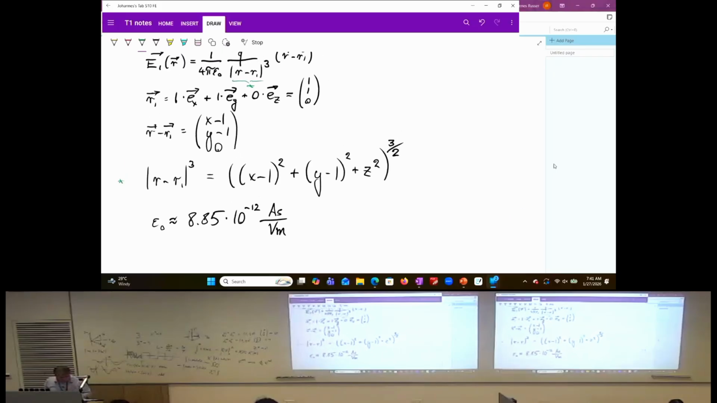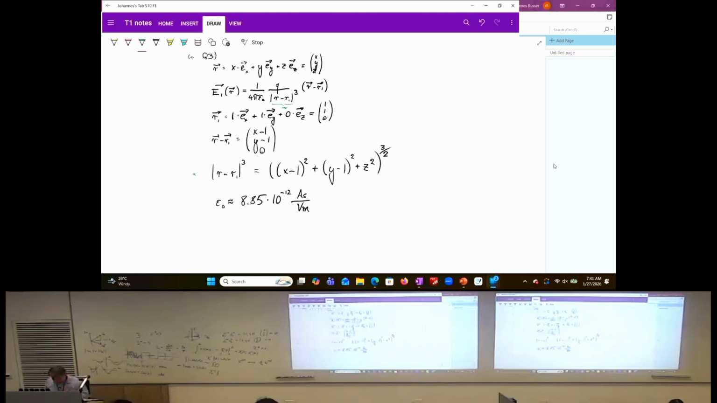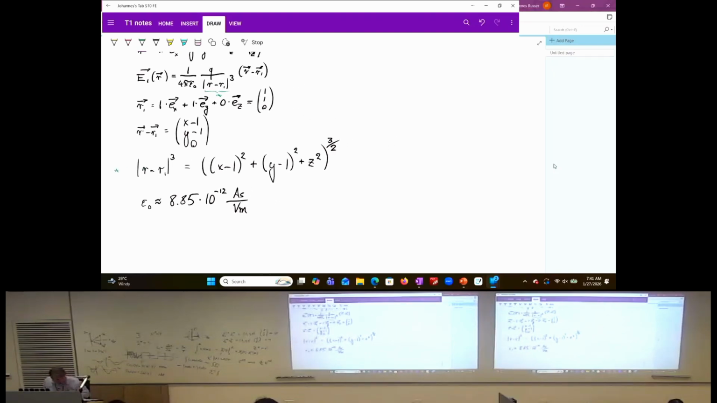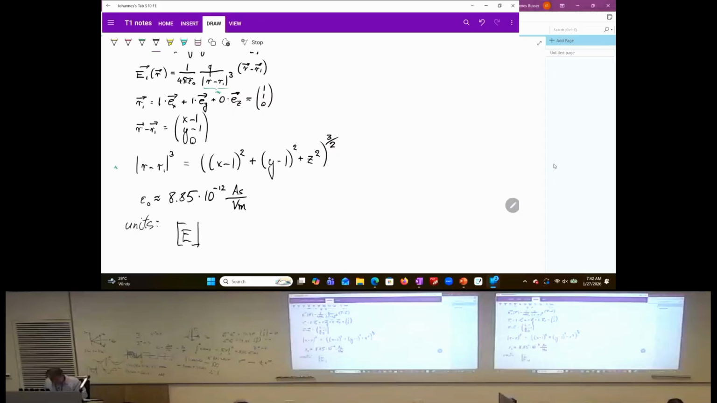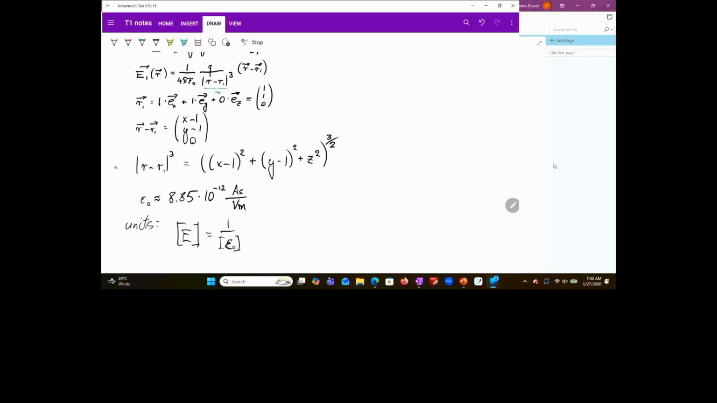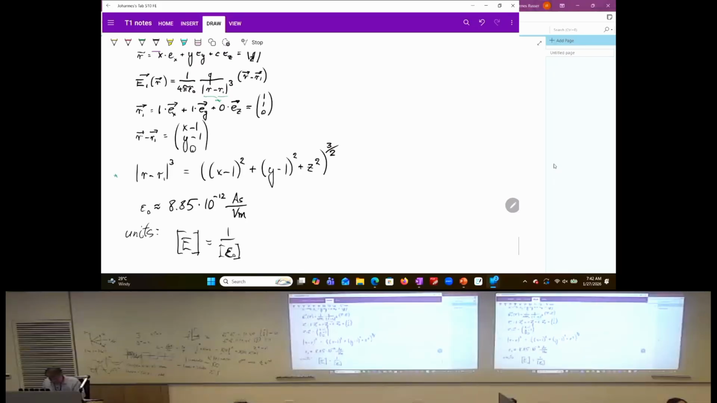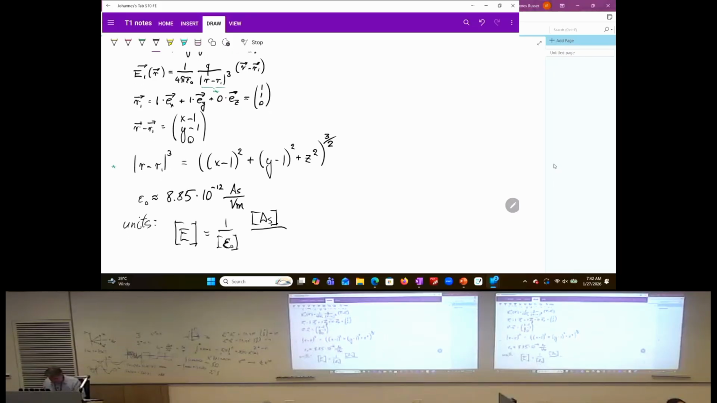Now, if you want to make a sanity check concerning the units, what are the units? We have the unit of the electric field, and we see we have here 1 over the unit of epsilon naught. And we have here the unit of charge. This is ampere seconds. We have here 1 over r squared effectively. So that is basically we have a square meter.